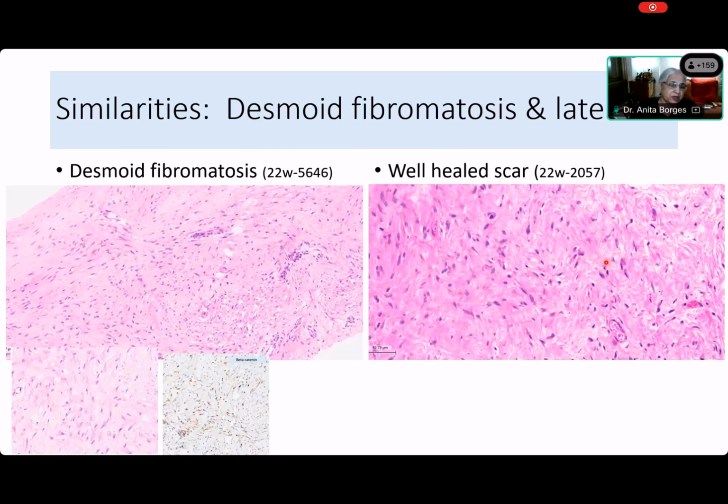So if you want to study what desmoid fibromatosis looks like, you've never seen it before, go and look at a well-healed scar. Of course, people use beta-catenin and other things. This just tells you that these are all myofibroblasts. You may have some spindle cells there, and sometimes when you have a really late scar, you have more spindle cells because they're all fibroblasts at that time.